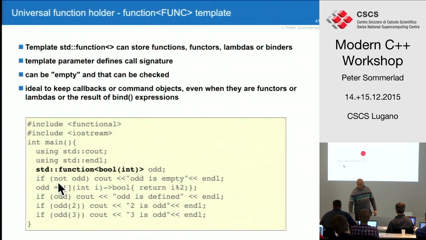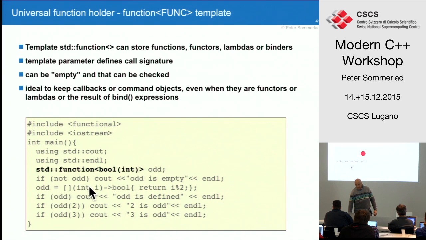And to check if it's valid, we can use it in a Boolean context. And if it's false, so if not odd, we say it's empty. And since it was initially default constructed, it's empty. So this will actually output odd as empty.